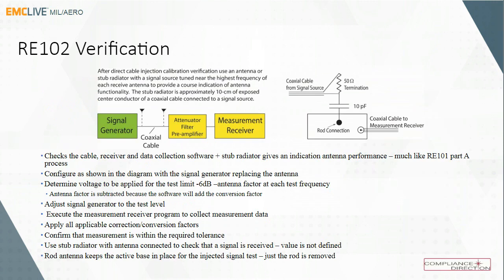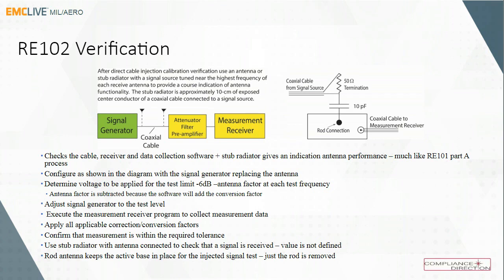The RE102 verification is much the same as RE101, checking the cables, receivers, and the data collection. Plus, we use a stub radiator thing to get an indication that the antenna is there. When we inject the signal, the antenna is not present, so we replace that like we did with RE101. And so basically we need to determine what voltage to be applied to test limit minus 6 dB minus the antenna factor for that particular frequency.